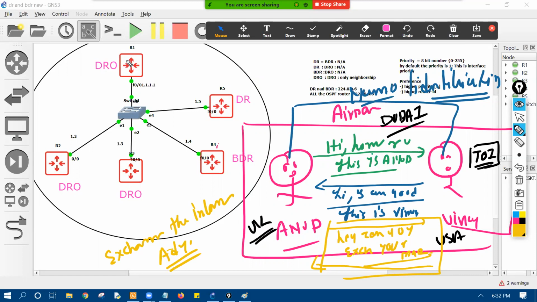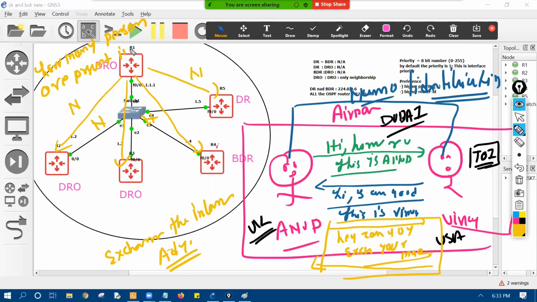So R1 is going to form the neighborship with R2 to identify how many persons are present. They are also going to form the neighborship with R4. As I told you, Anup is going to form the neighborship with Vinay at the first time, to identify how many persons are present in my broadcast domain. Once we identify how many persons are present in the broadcast domain, now what is R1 going to do? R1 is going to find who has the DR. So DR is R5 and BDR is R4.